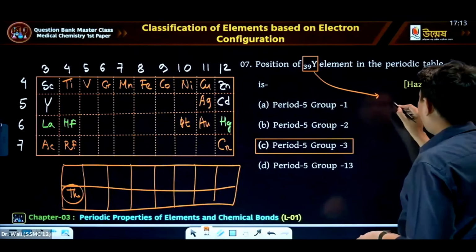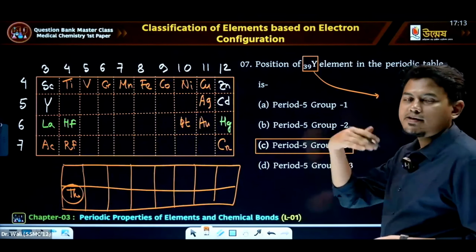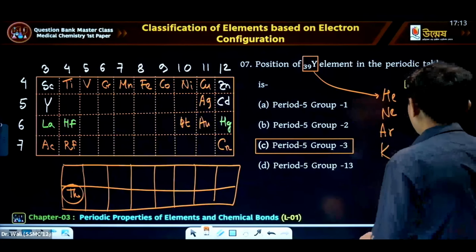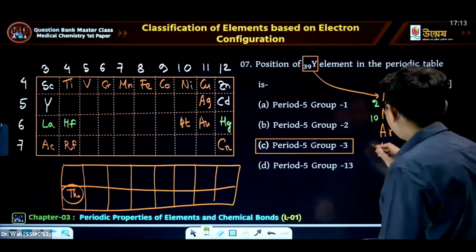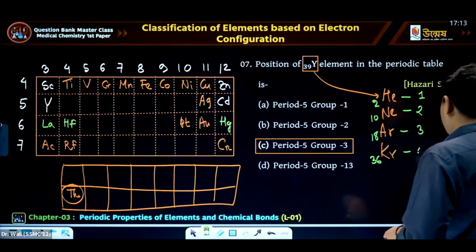So if we compare it with the nearest inert gas, which is helium, neon, argon, krypton. We know that helium has an atomic number of 2, neon has an atomic number of 10, argon has 18, and krypton has 36. First period, second period, third period, fourth period.